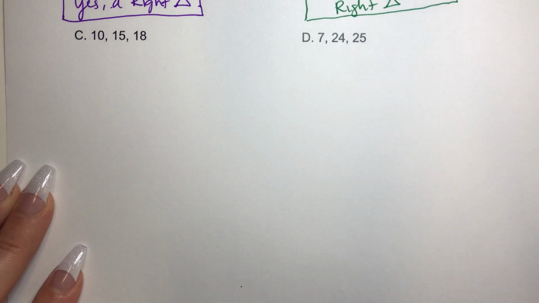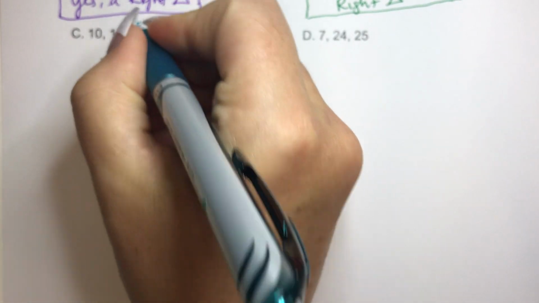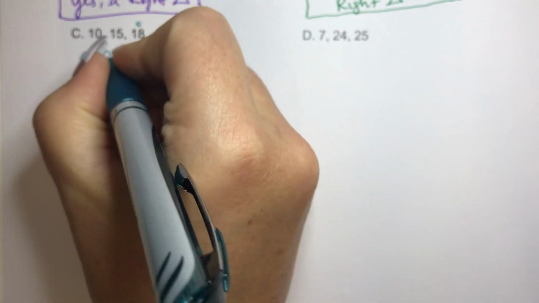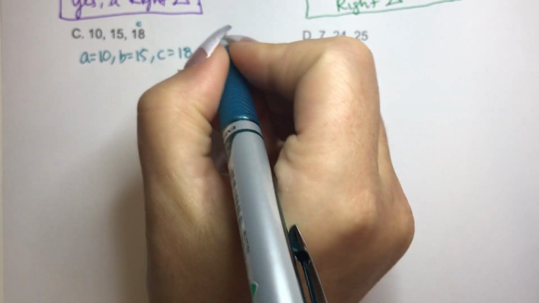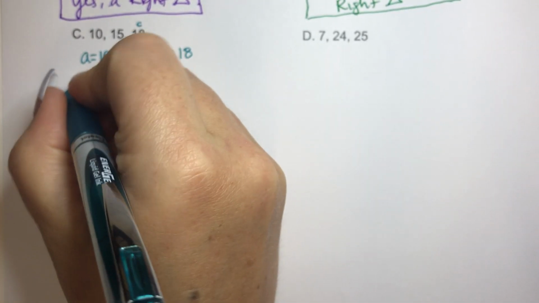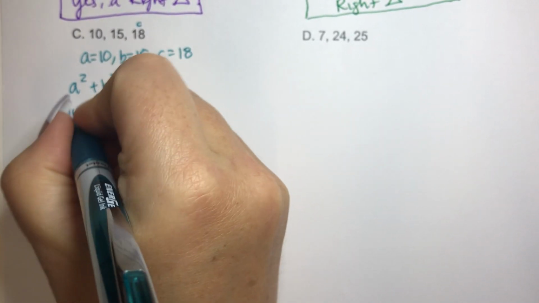Okay, we are back. Let's see how you did. Okay, so we have 10, 15, and 18. This is the biggest one, so this is C. I'm going to say A is equal to 10, B is equal to 15, and C is equal to 18. All right, let's go ahead. We're going to write down that Pythagorean theorem and then substitute in the values.